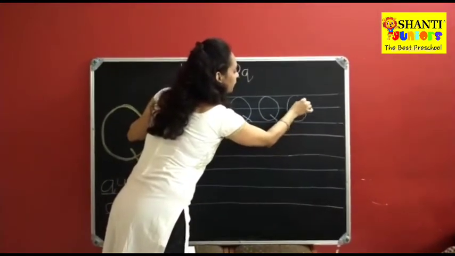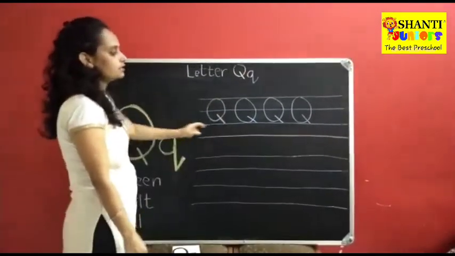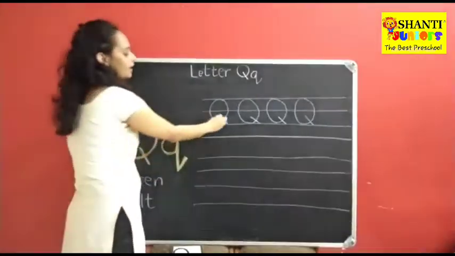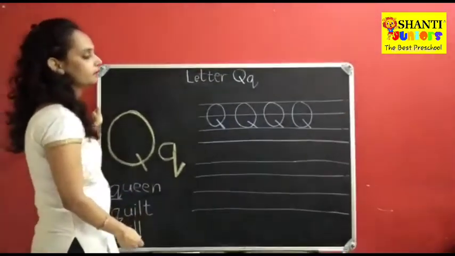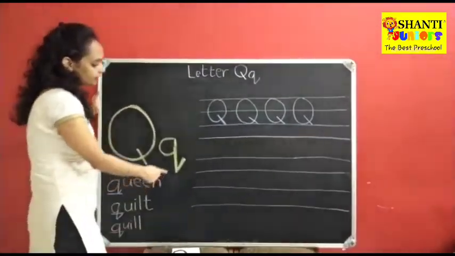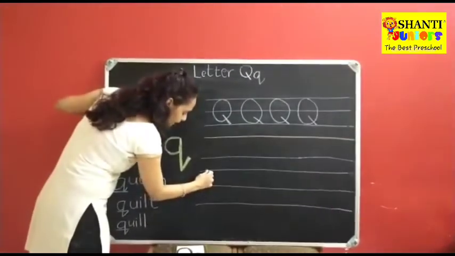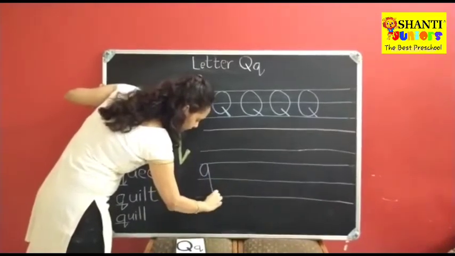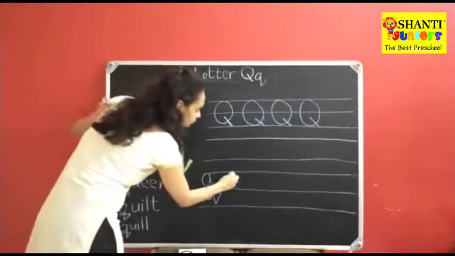Q for queen. Q for quilt. Yes, children? So this is letter Q. Can you see? You have to write O and you have to just put a slanting line. It's very simple. And how are we going to write small letter Q, children? Whenever you write a small letter, you have to write on the blue line. Yes? So you have to do a curve like this. It becomes letter Q.